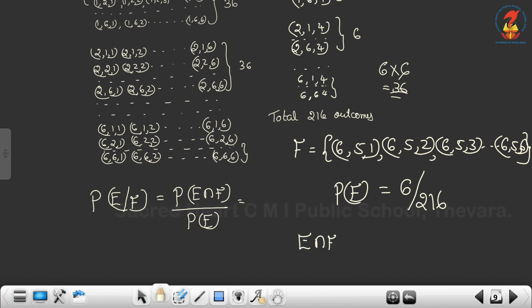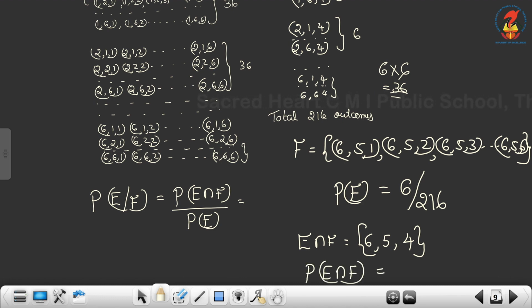E intersection F means F is 6 and 5 as the first 2 elements. E means 4 in the third toss. So their intersection means 6, 5, 4. Only this one. F means 6 and 5 in the first places. E means 4 in the third place. So there is only one single element, only this element. So what is P of E intersection F? P of E intersection F is equal to 1 out of 216.